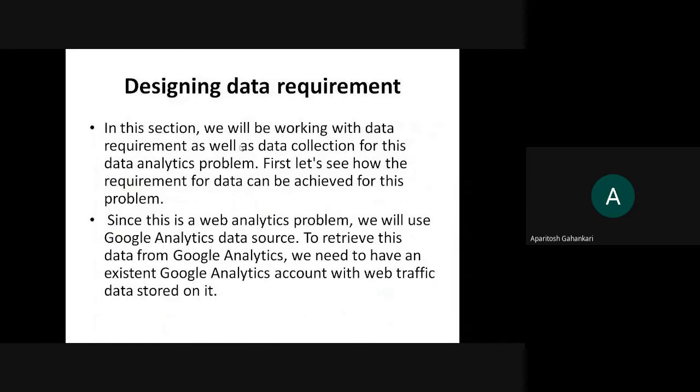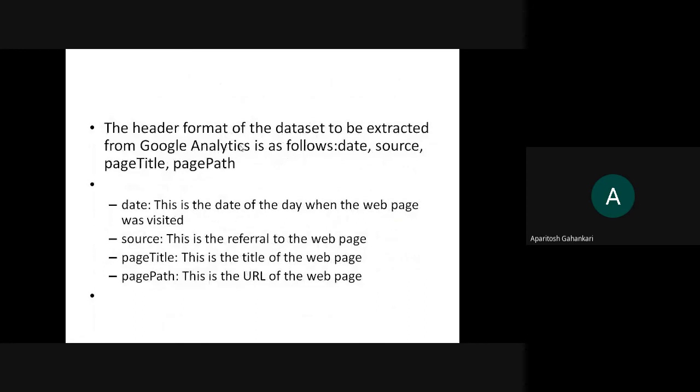So for that purpose we are going to rely on the Google Analytics account, wherein web traffic data is stored onto it. Now, what is stored over there? The header format of the data set that is to be extracted from the Google Analytics will store the date, the source, page title, page path, and all other relevant fields will be there. So on what date a particular web page is getting visited, how many users are visiting those web pages, what is the source of the visitor, from which particular source he is going to visualize your website, what is the web page title of the pages visualized by the particular person, and what is the complete path of that web page, that is the URL.